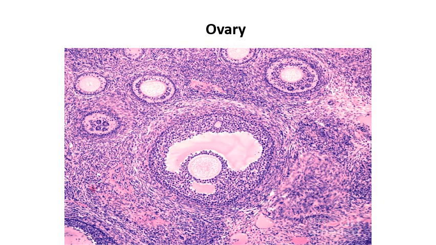The ovary is formed of outer cortex and inner medulla. The outer cortex contains different ovarian follicles, while the inner medulla contains blood vessels. Here is the outer cortex. You can see different ovarian follicles, different in maturation. This is a secondary follicle.